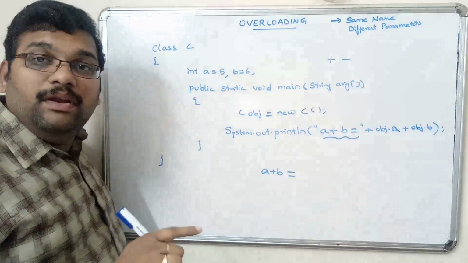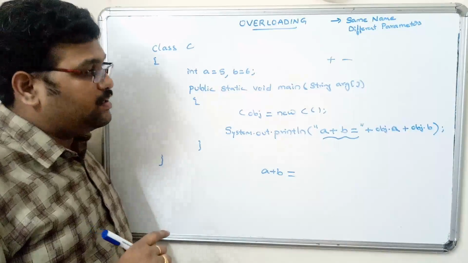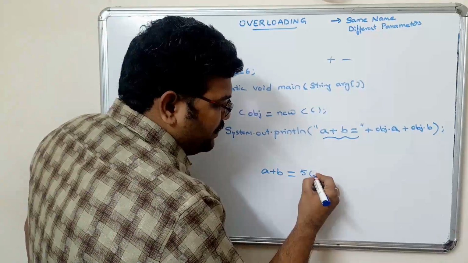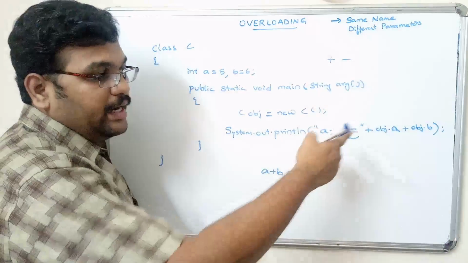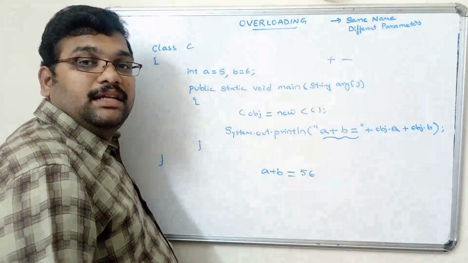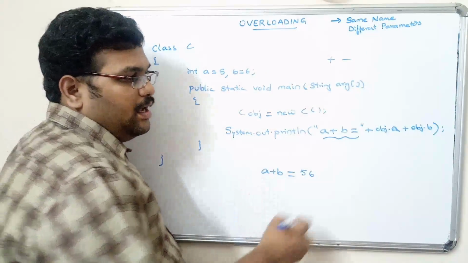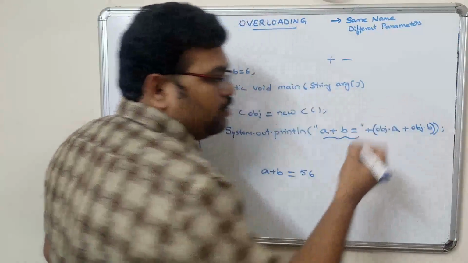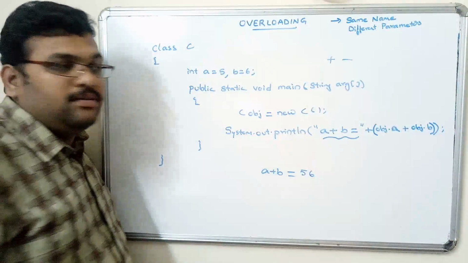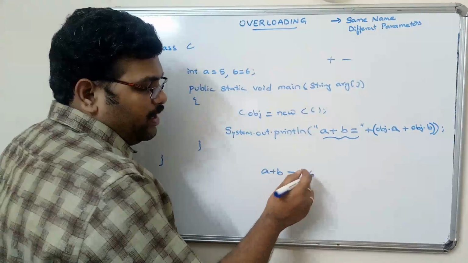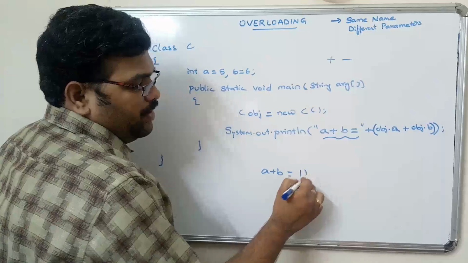But here it will treat it as a concatenation. So the output will not be 11, it will print 56. If you write this one in such case, it will consider it as a concatenation and print 56. So in order to perform the addition, we have to enclose this in parentheses. If you enclose these two in the parentheses, automatically the result will be 11.